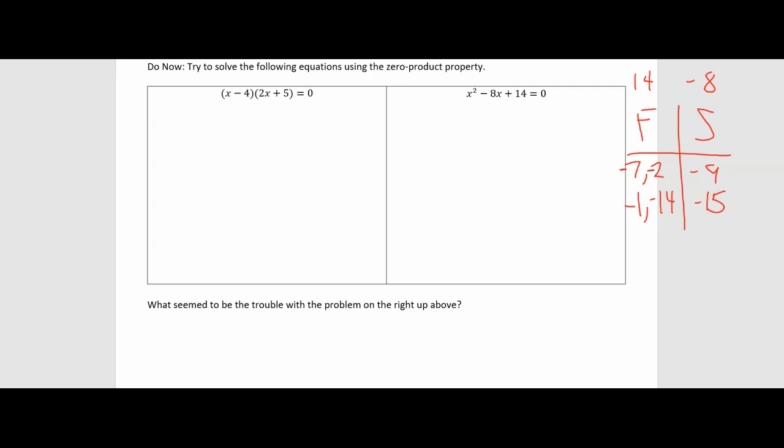Can we think of any other factors? Well, it turns out there are none. These are the only two negative sets of factors of 14. So we're kind of stuck. Factoring is not actually going to work here. And we need another method, right? Because we can't use the square root method because we have this x term. So the square root method's not going to work. Factoring doesn't work. Well, this is where the quadratic formula comes in.